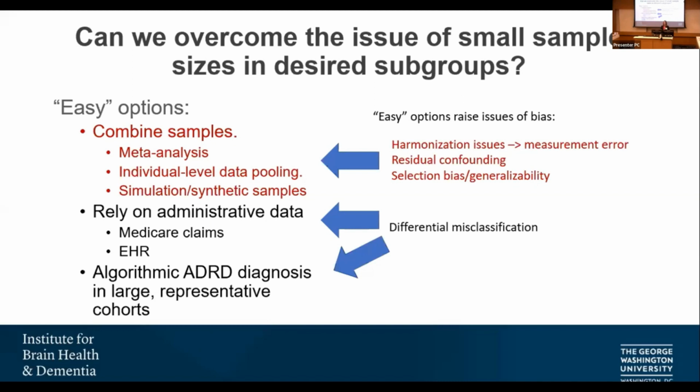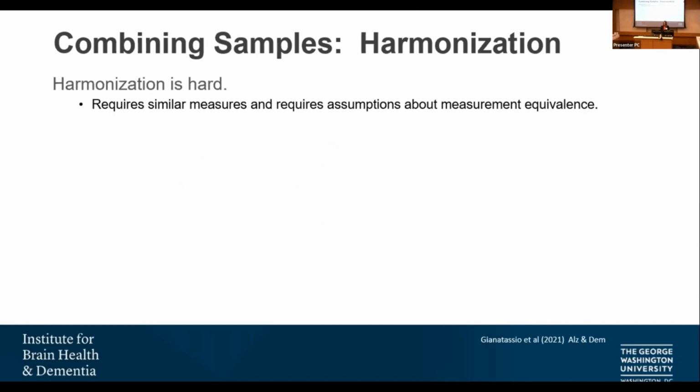Really attractive. We've got a bunch of samples from all over the country. Can we just build a larger cohort that gives us the sample size that we need to answer the questions we might have? So the first thing I want to talk about is harmonization. If any of you have ever tried to actually harmonize two data sets, you know that this sounds easy, but is actually ridiculously hard.